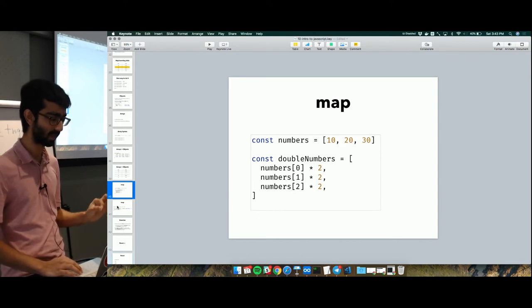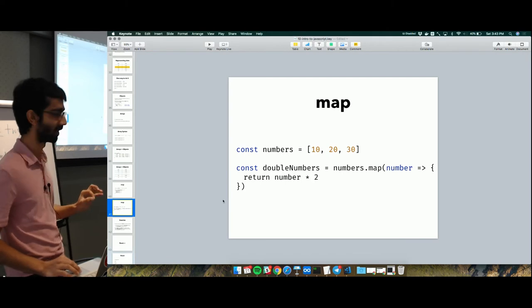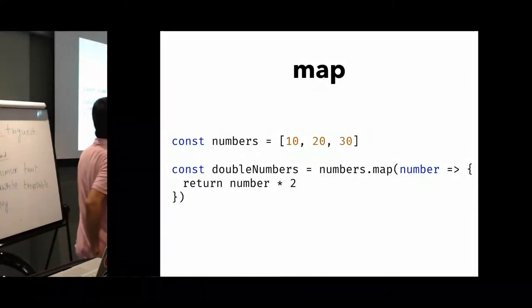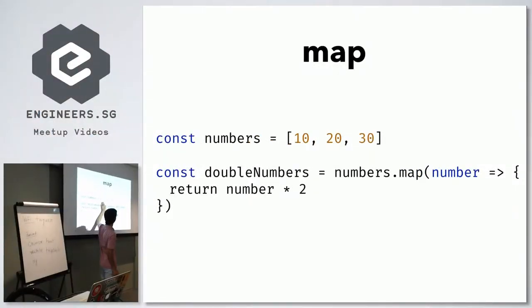Now, the syntax is kind of related to what we've seen so far, but there are a few things going on. So let's break that down. Okay. So this part is the same. You have const numbers is an array. It has 3 items, 10, 20, and 30. Now, what I want to do is, for every number, I want to double it, and I want to create a new array with these doubled numbers. So my new array should be 10 times 2, 20 times 2, 30 times 2.